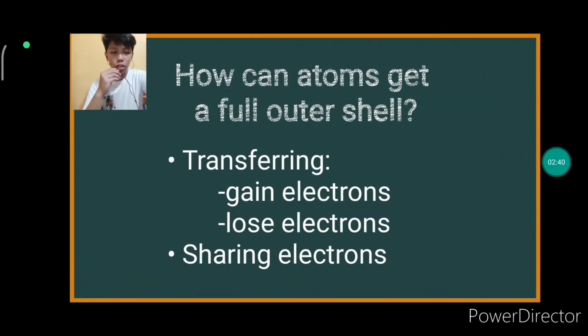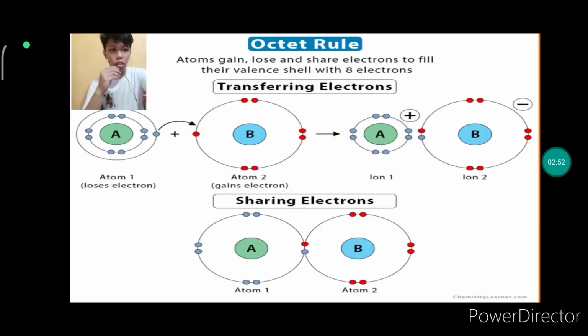How can atoms get a full outer shell? By transferring, which is gaining and losing electrons, and by sharing electrons, as the image shows.